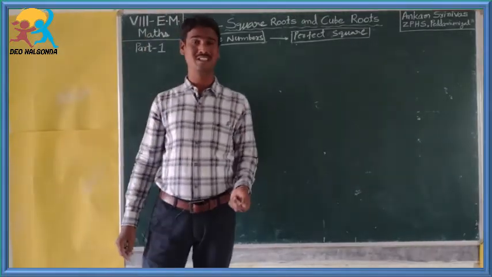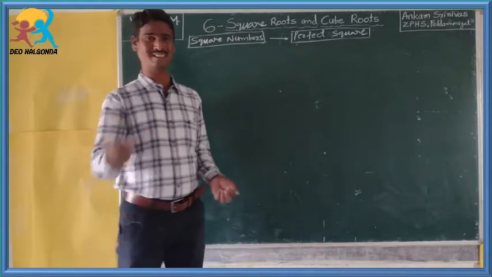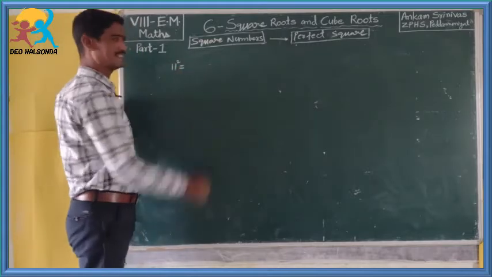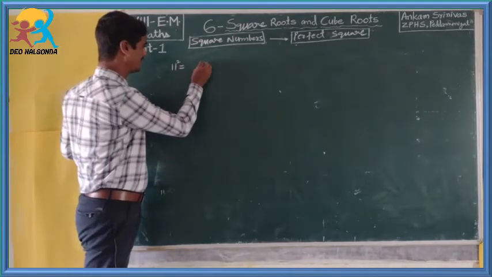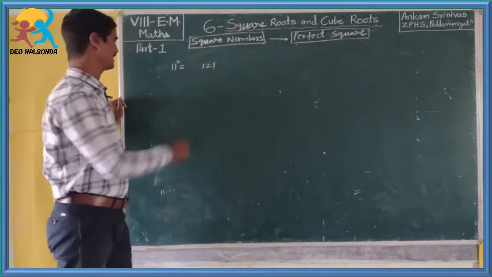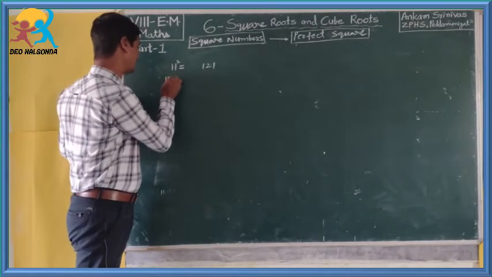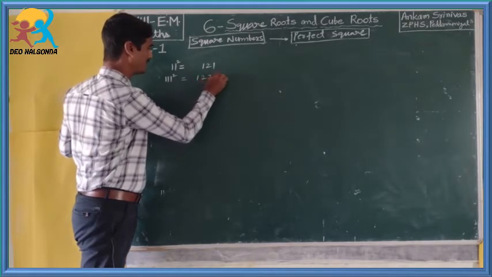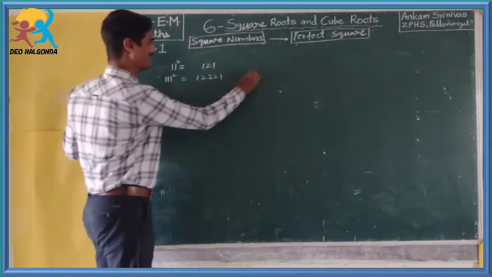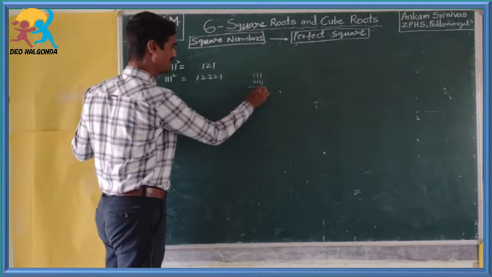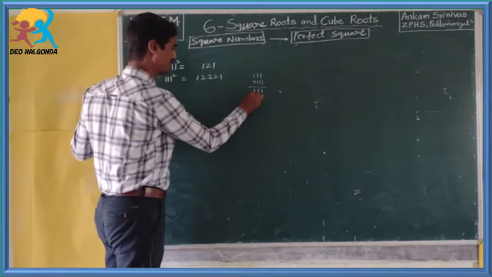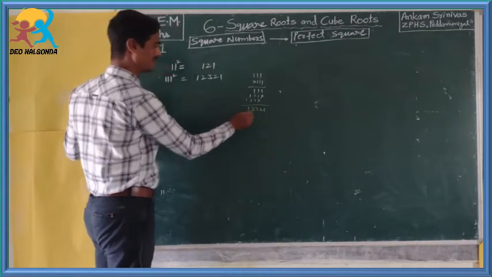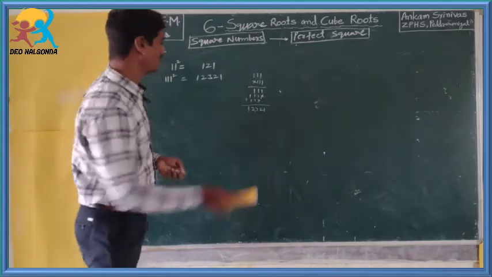Let's take some more interesting patterns of the square numbers. Let's see here, 11 square. 11 square, we can write here 121. And 111 square, we can write here 1, 2, 3, 2, 1. Let's check: 11 into 11, then next 111 into 111. We get 1, 2, 3, 2, 1.